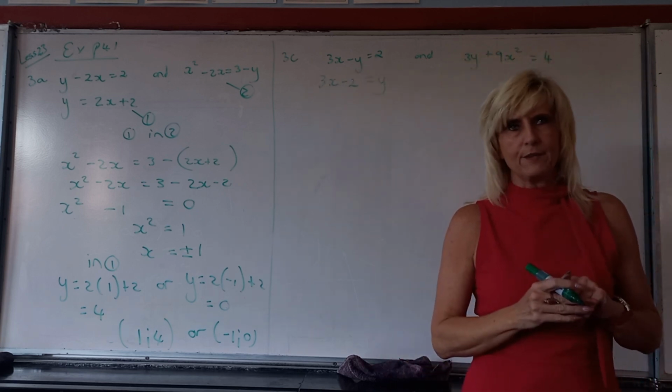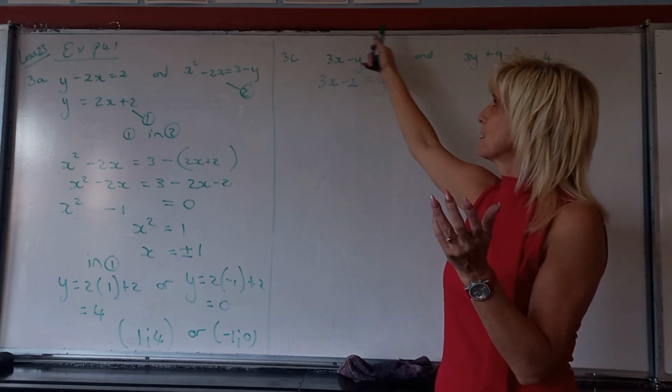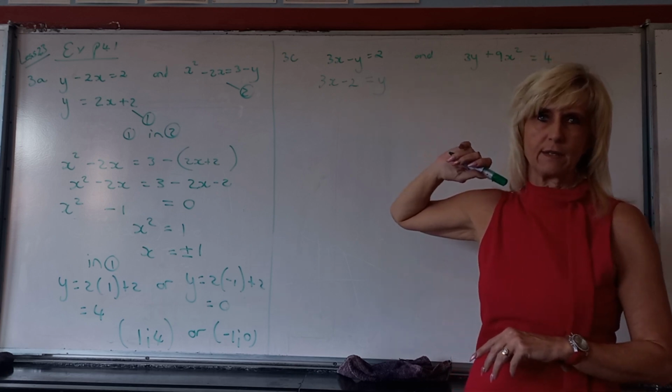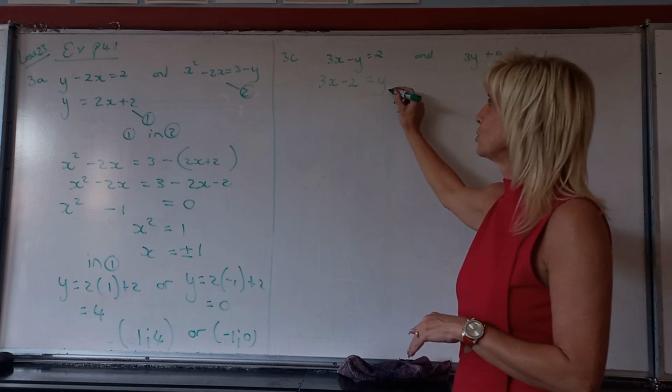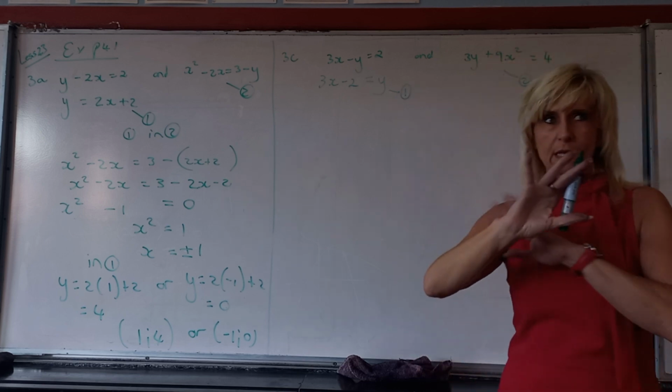Or keep it on the left, it's not a problem, but most kids just leave it as y and take the 3 across, and it's 2 minus 3x. They make an error with those signs. So just be careful. Doesn't matter which way you do it. So again, I didn't do anything to the right hand side, just leave it.